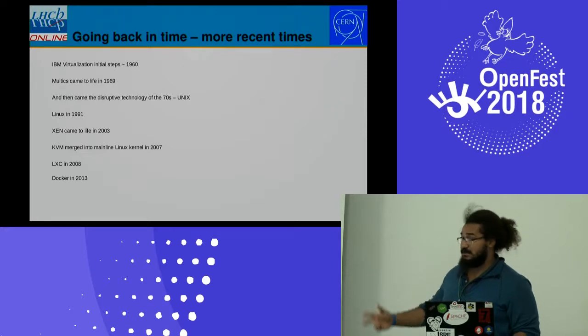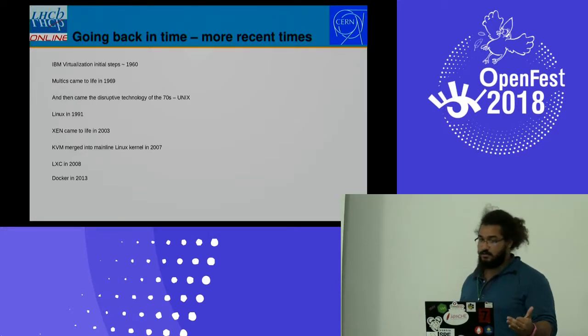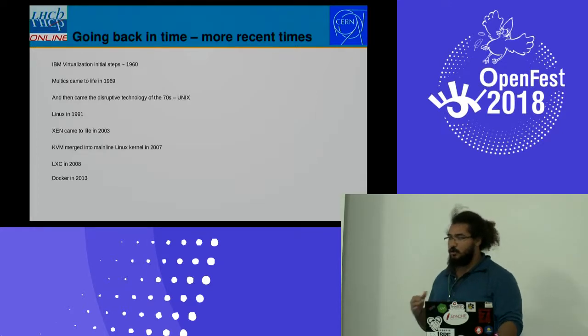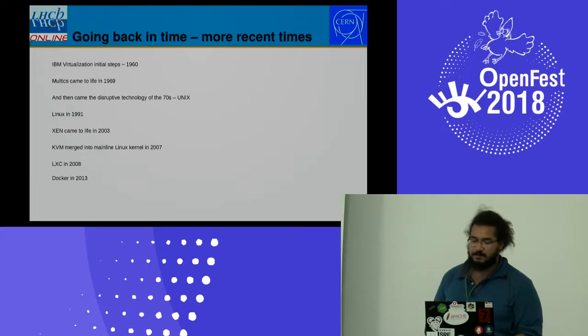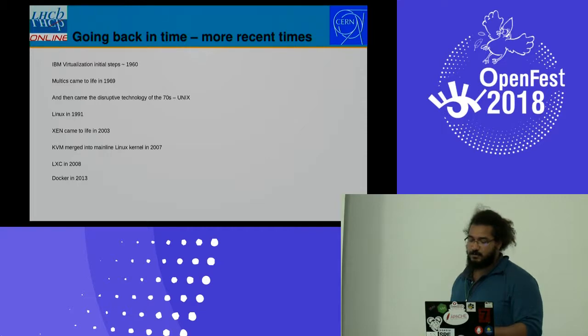We had Linux coming out in 1991. This is an extremely disruptive thing, Linux and Windows at the same time, because they brought commodity computers to everyone. Now everyone can buy a computer, set it up, well, not extremely easily, but everyone now had access to computers.